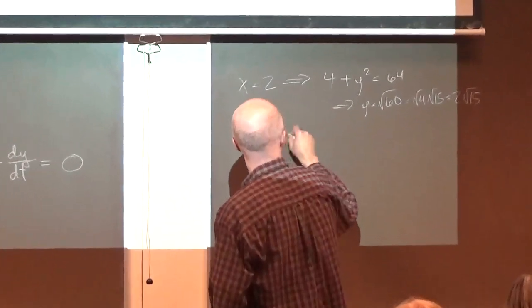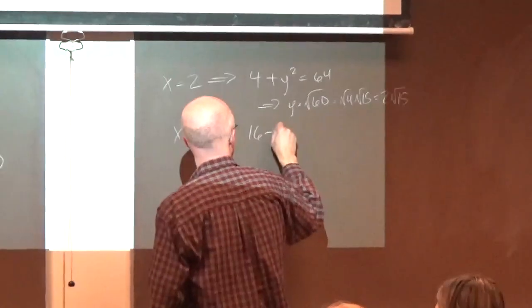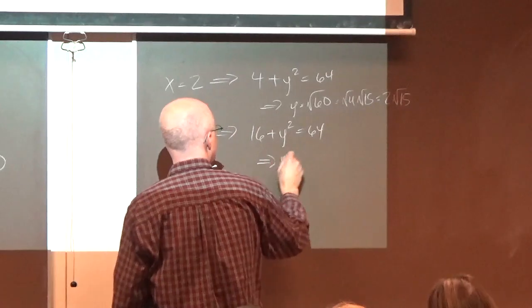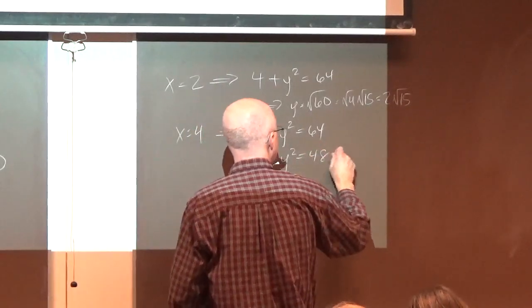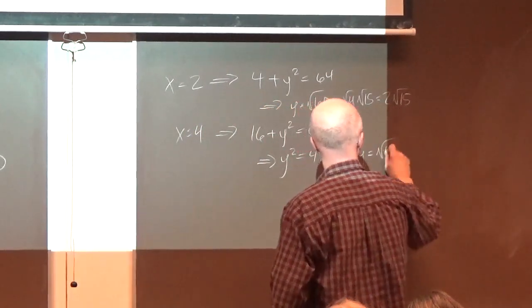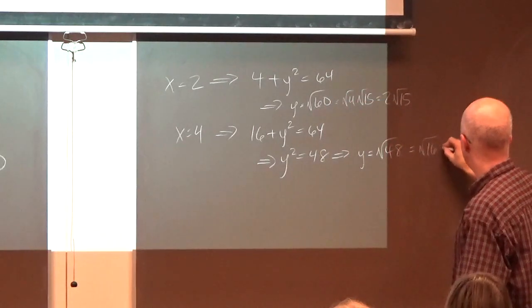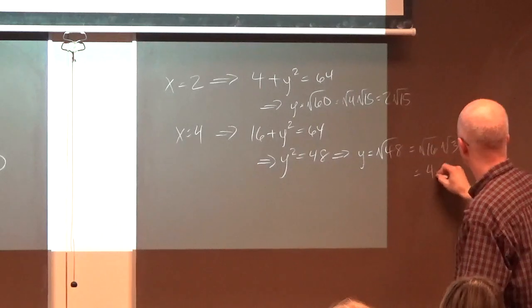When x is 4, I get 16 plus y squared equals 64. y squared then would be 48, and y would be square root of 48. That's square root of 16 times square root of 3. That's 4 root 3.